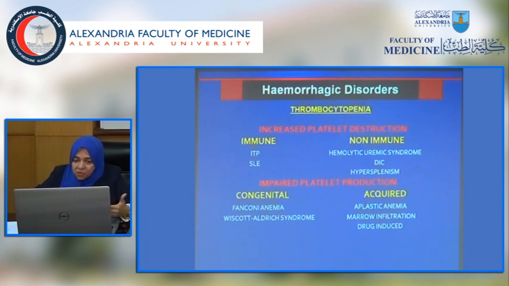Then the acquired forms of impaired platelet production, like aplastic anemia in children with chronic hemolytic disorders such as thalassemia, secondary to infection, and suppression of the bone marrow after a viral infection. Marrow infiltration, like in storage diseases, or by infiltration of the bone marrow from malignant cells secondary to a primary malignancy. Drug-induced, like in children using some drugs like quinine or sulfa, or some anticonvulsant drugs, that will cause impaired platelet production and suppression of the bone marrow.